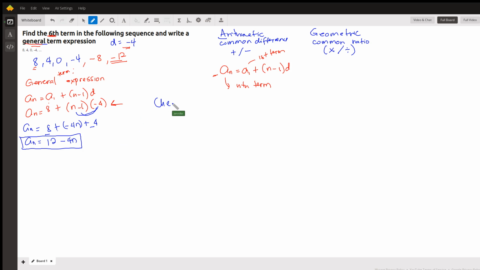Now let's do a check. If you want to find the sixth term, then your n is 6. So let's substitute that in here and find out if we actually get -12. a sub 6, which means the sixth term, equals, using your formula here, 12 minus 4 times 6, which is 12 minus 24, which is negative 12. This is your a sub 6, the sixth term, which is, as expected, negative 12.